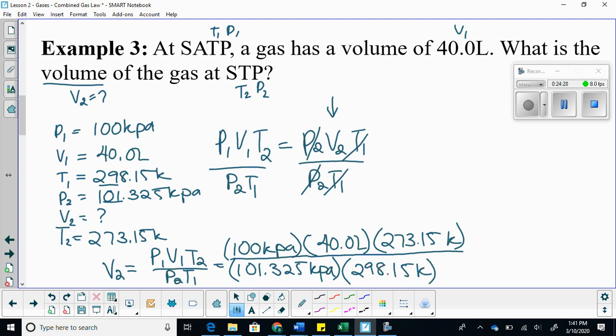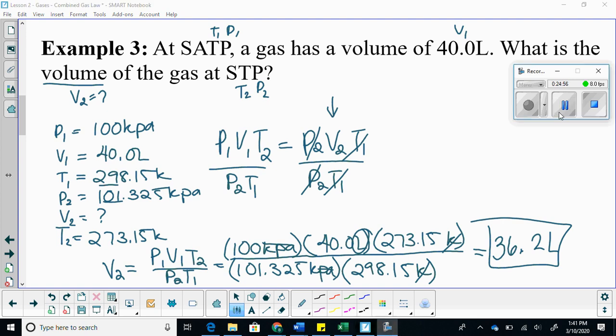298.15 Kelvin. From here, you need to make sure that your units cancel out. Kilopascal cancels out with kilopascal. Kelvin cancels out with Kelvin, and we are left with liters, which makes sense because we are looking for volume. I want you to take a moment, plug this in, and you should get an answer to the correct significant digits, 36.2 liters. Take a moment, plug that into your calculator.